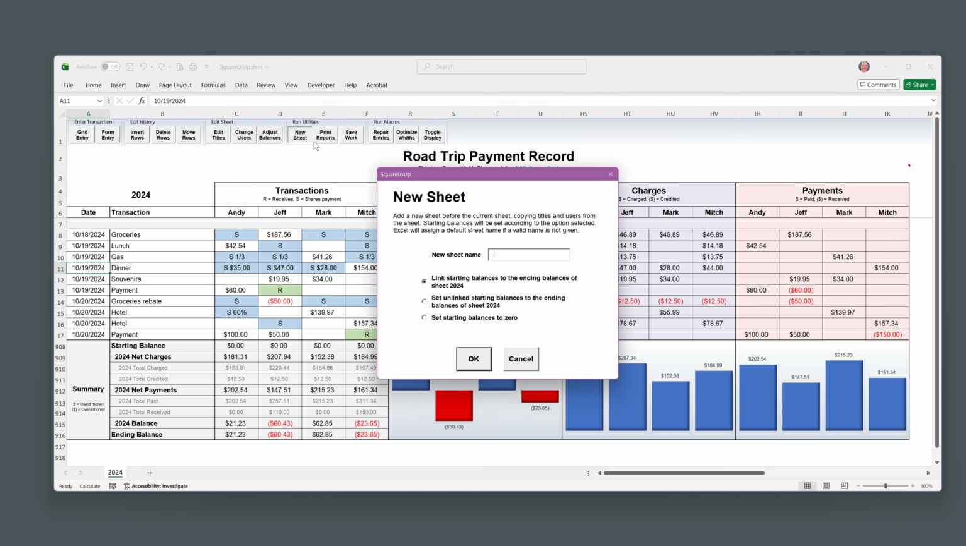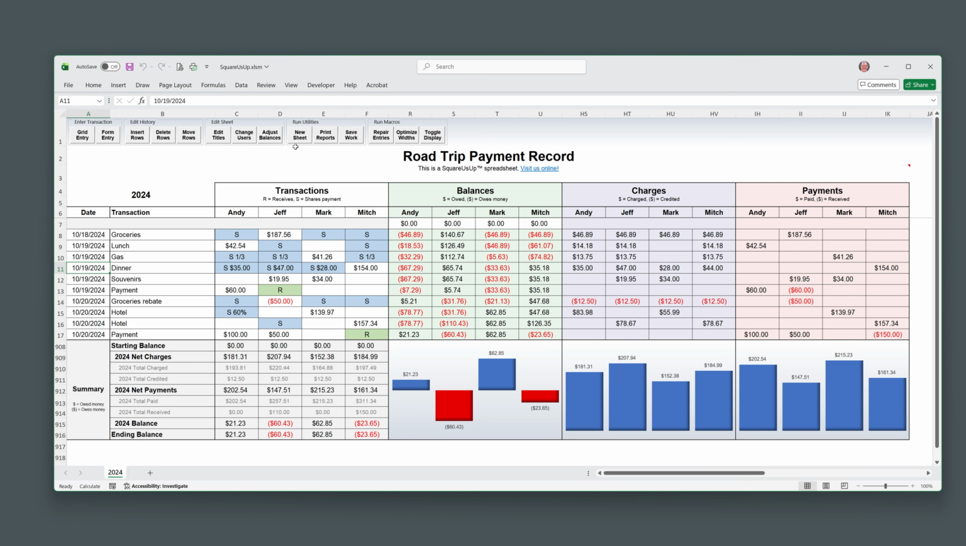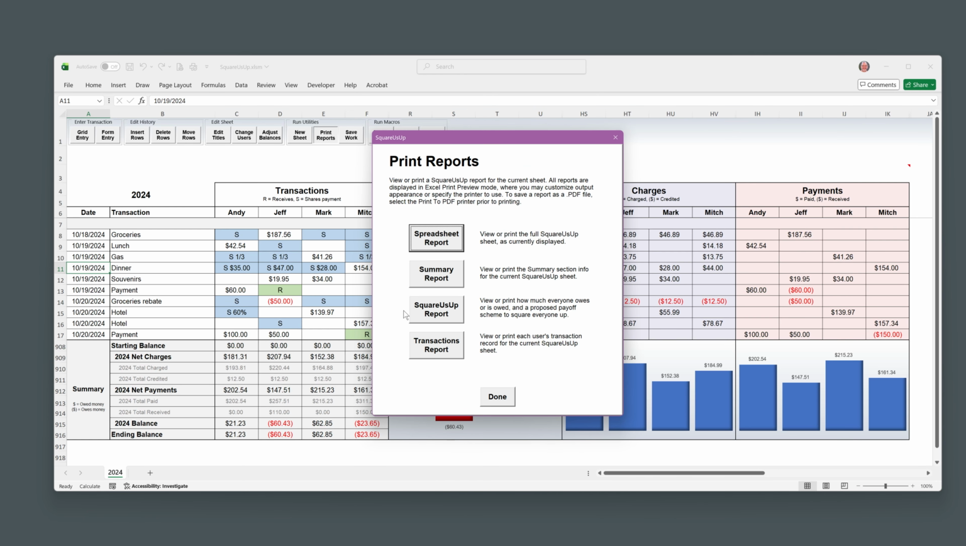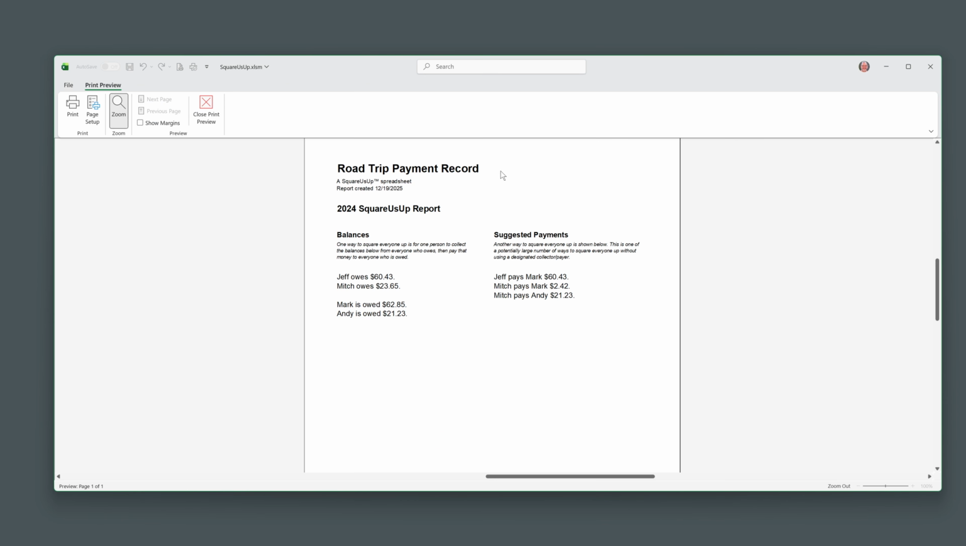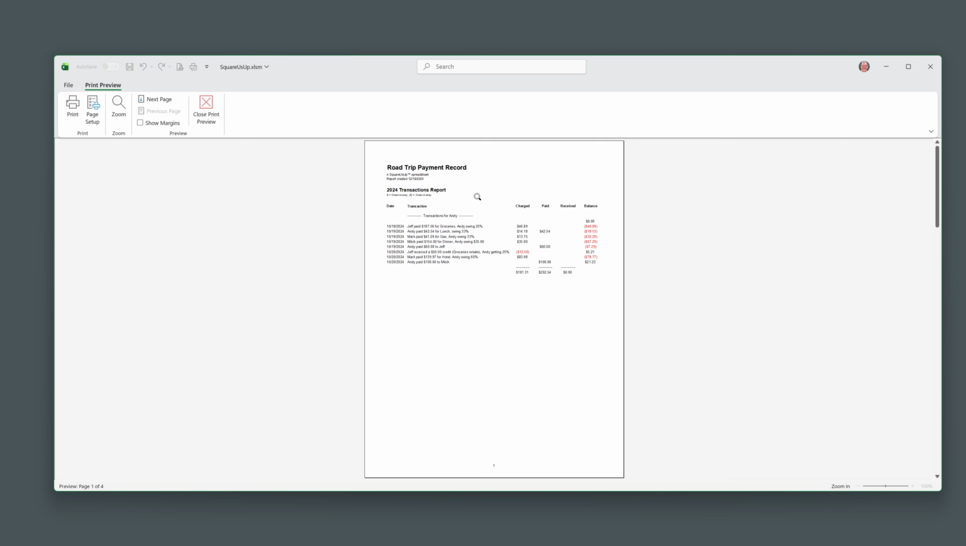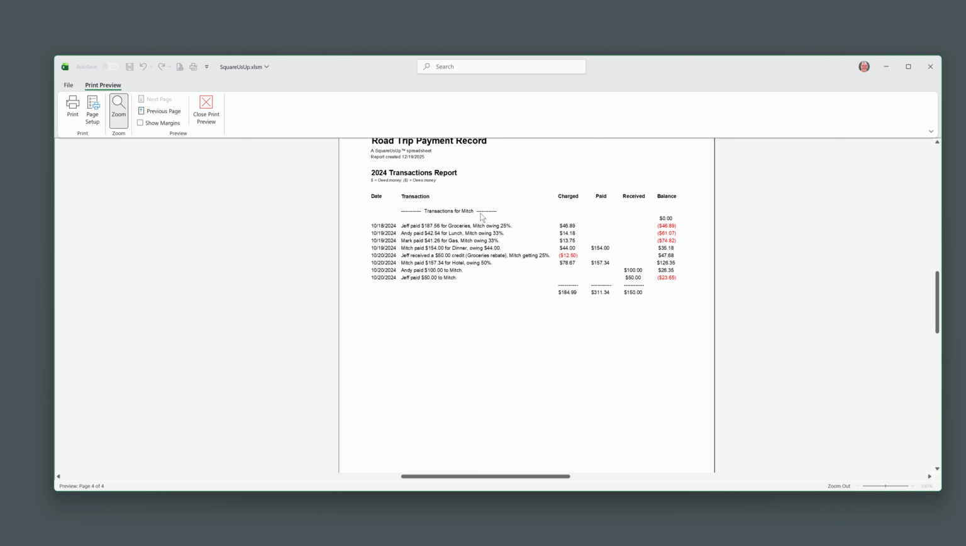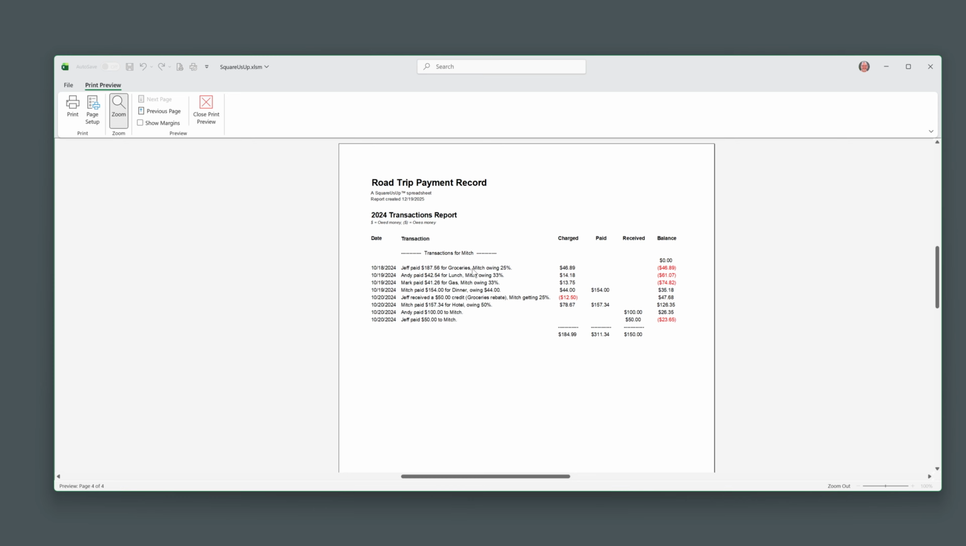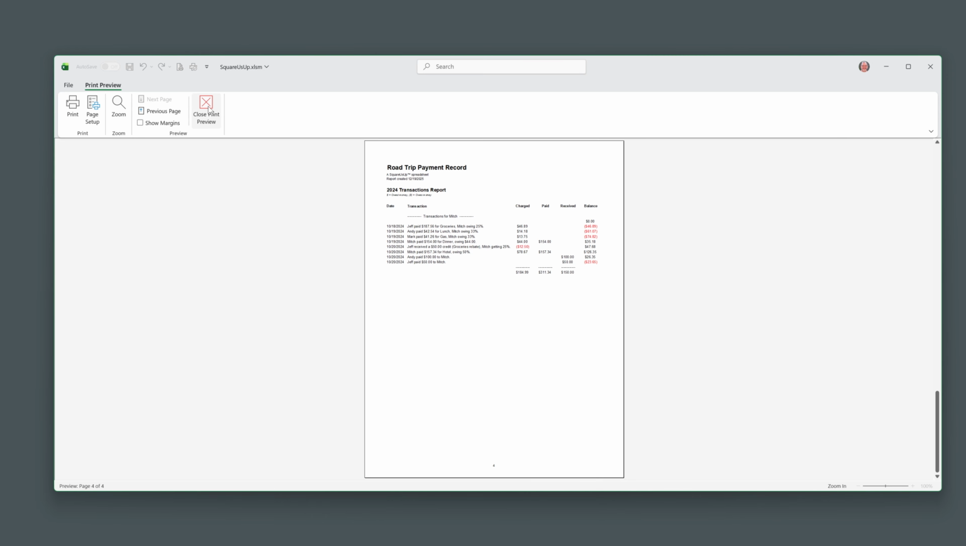New sheet will let you create new spreadsheets within your Excel workbook, and to know why that might be advantageous, it's all contained in the documentation. Print reports has a number of reports. SquareUsUp report is a nice one that actually shows who owes what money and who is owed money, and gives you a suggestion for how to get everyone back to a balance of 0. And the transactions report is a very nice report that has 1 page for each user and shows in a very easily read form all the transactions each person was involved in, what they were charged, paid, and received in that transaction, and what their resulting balance was at the end of it, to let everyone know how they got to the ending balance that they had.